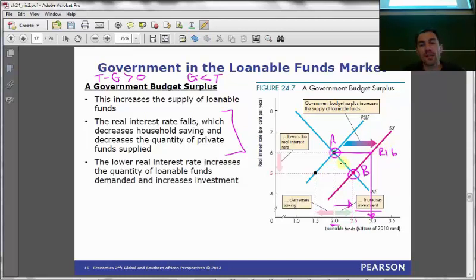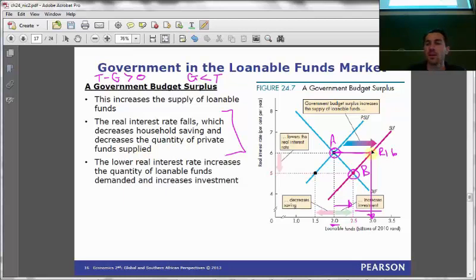What happens as the interest rate goes down? We have a movement to the left along our supply curve. In other words, as interest rates go down, the quantity of loanable funds supplied decreases. Happy with that? Are you happy with that? That decrease in interest rates and decrease in supply of loanable funds is what we're describing here. The real interest rate falls, which decreases household savings and decreases the quantity of private funds supplied.